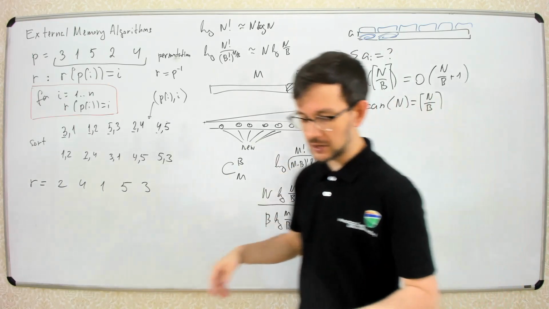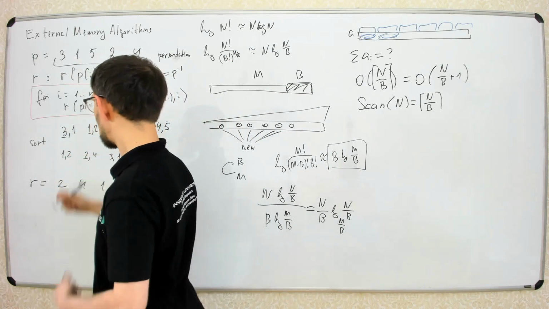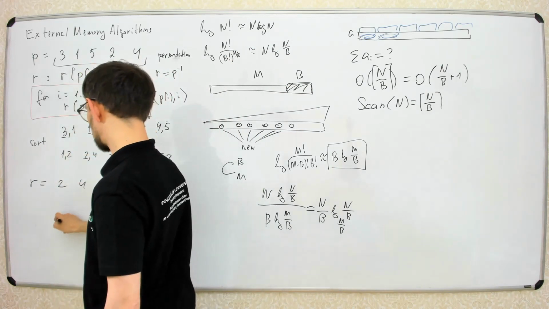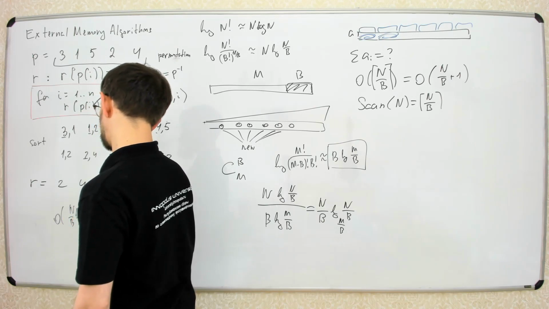And the total time complexity will be the same as sort. The slowest part of this algorithm is this sorting. So I can make the inverse permutation in, again, n over B, log n over B, n over B time.